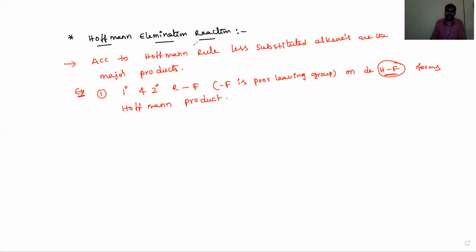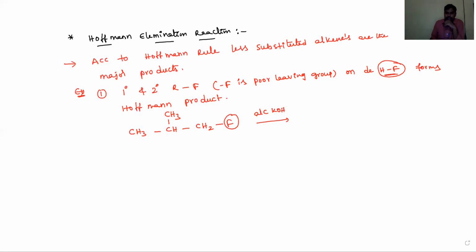Forms a Hofmann product. Let's see an example, dear students. For example, CH3-CH2-CH2F is present. This is the primary alkyl fluoride. It is treated with alcoholic KOH. But the fluorine atom is a poor leaving group.